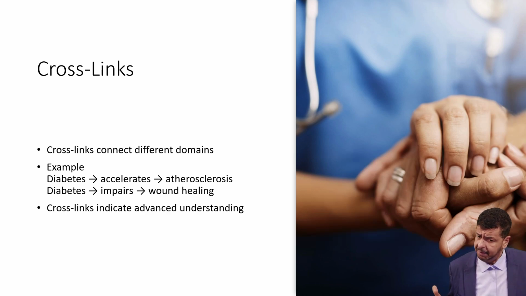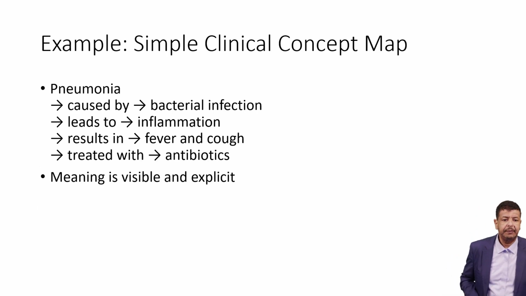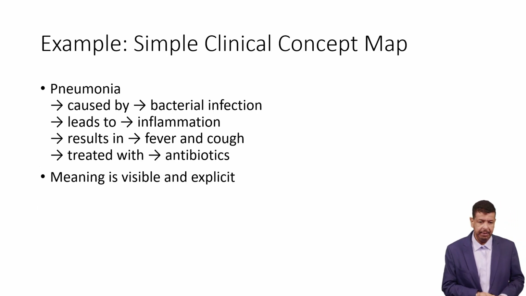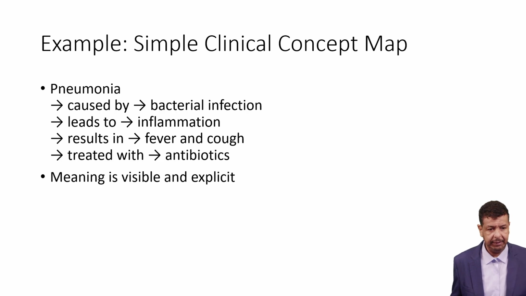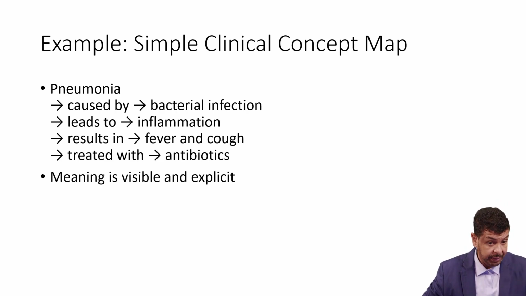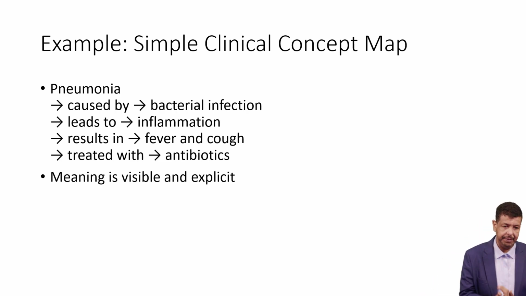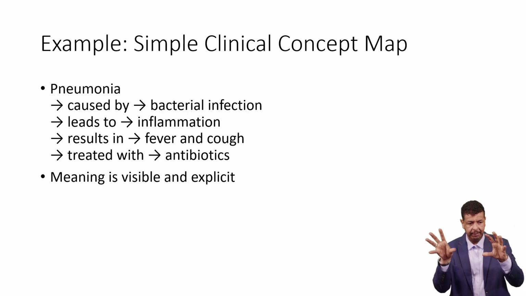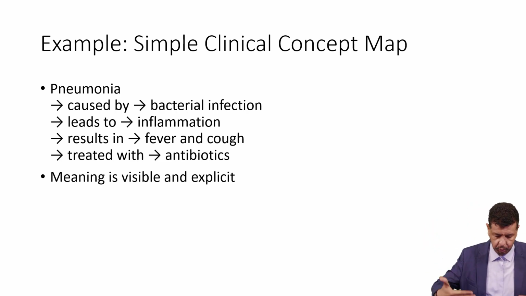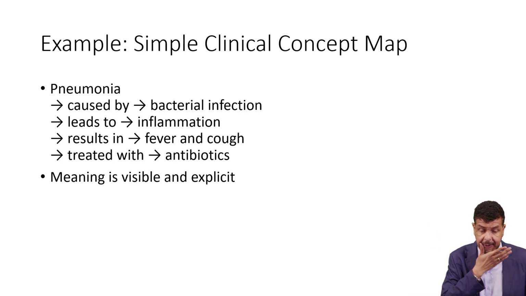Let us see a very simple example of the concept map. Pneumonia is caused by bacterial infection, it leads to inflammation, it results in fever and cough, and is treated with antibiotics. So these are in a simple way, and the meaning is visible. But actually this is not a diagram. This is the way that we do brainstorming for the concept map.